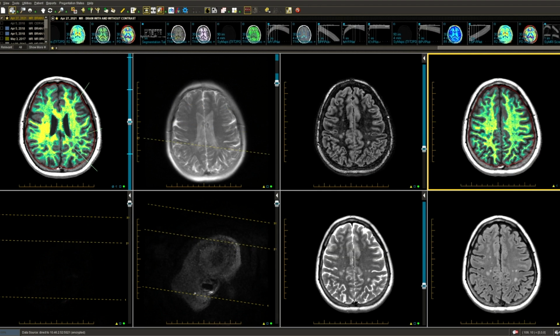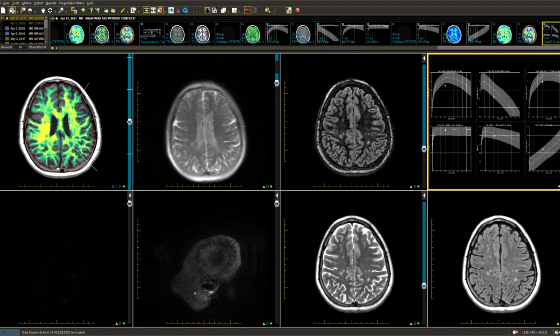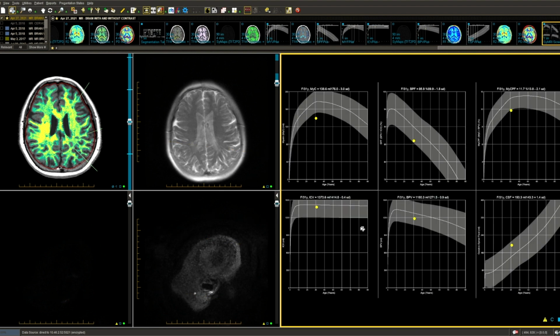What about the global effects? The global reference curves show that the brain is essentially normal, although the brain fraction at 1.8 standard deviations below the mean is approaching abnormal. The myelin content is 3 standard deviations below the mean, while the myelin fraction is 2.1 standard deviations below the mean.